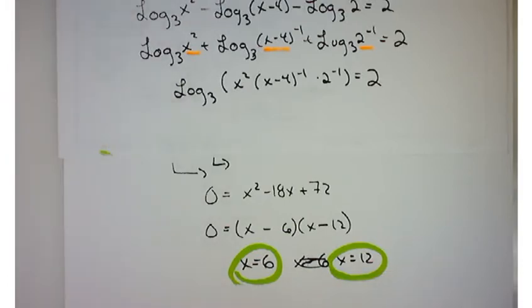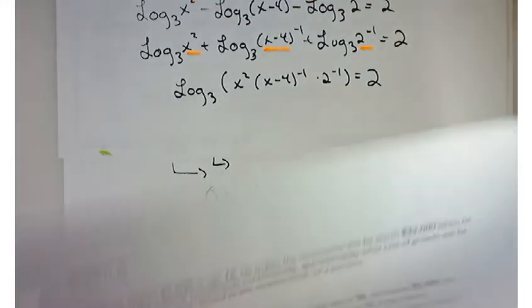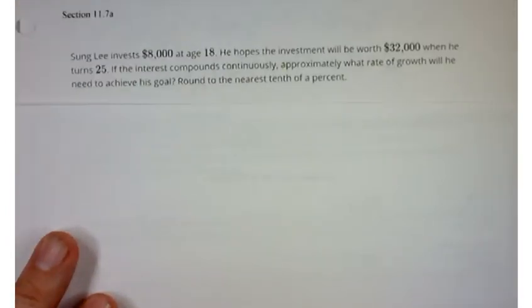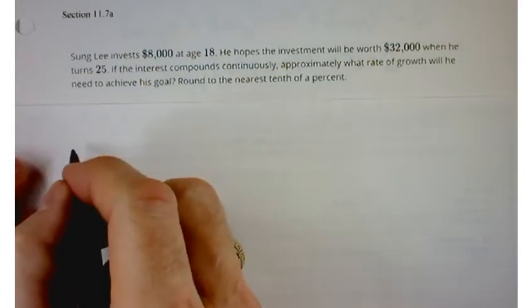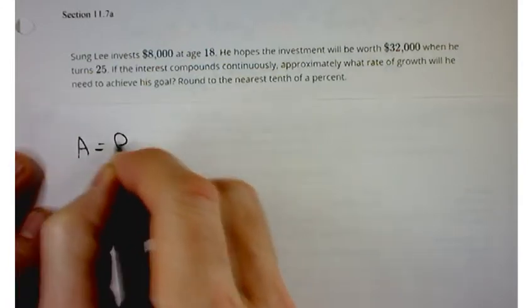For those of you using Newton, let's do a problem that would come out of Newton. That would be something like this. Sung Lee invests $8,000 at age 18 in hopes it will be worth $32,000 when it turns 25. If interest compounds continually, approximately what rate of growth will he need to achieve his goal, round to the nearest tenth of a percent? On a problem like this, I'd probably help you out with this formula. A equals P e to the RT.